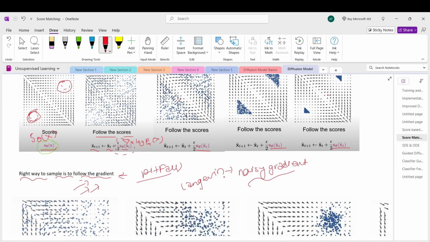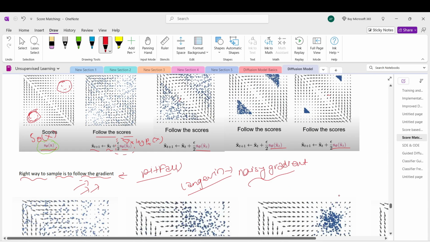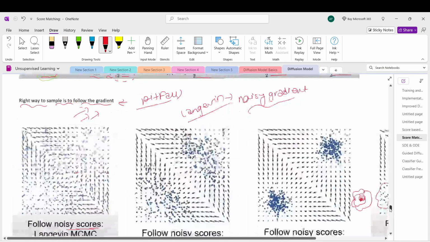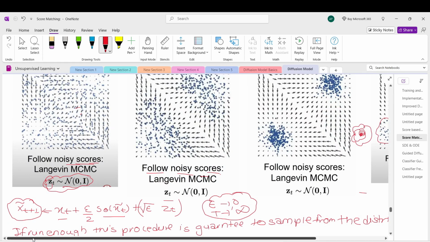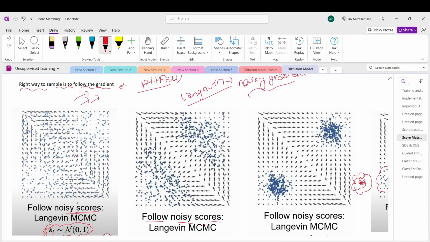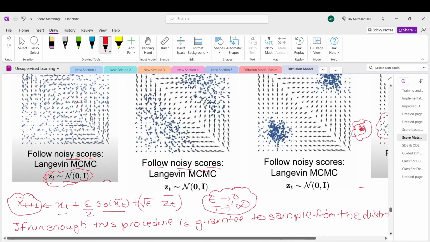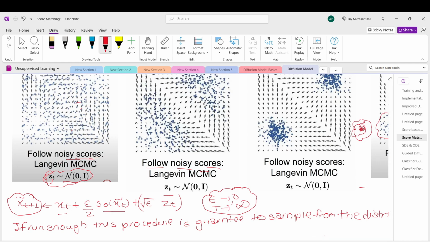So we are going to follow the noisy gradient, which is actually called Langevin. We are going to apply Langevin MCMC, Langevin Markov chain Monte Carlo, which is a sampling procedure. What we do here in Langevin MCMC is follow the noisy score rather than just following the score. This direction of the vector, we are going to follow the noisy score. And we are going to understand what this noisy means.